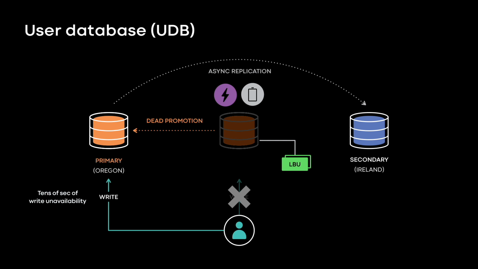The promotion sequence as a whole takes on the order of tens of seconds, during which time millions of users are unable to perform write actions like publishing posts, liking, or commenting on the Facebook application. This is a suboptimal user experience.